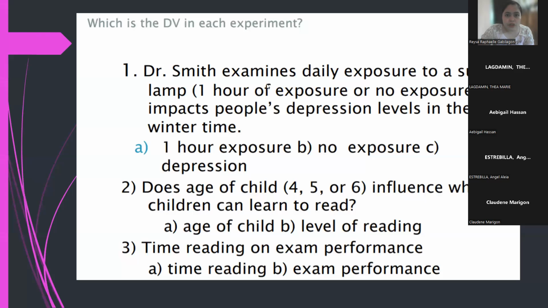So number 1, Dr. Smith examines daily exposure to a sun lamp. Meron siyang nilagay 1 hour exposure and no exposure. And then its impact on people's depression levels in winter time. So alin daw dyan ang dependent variable? Yung 1 hour exposure, no exposure, or yung depression?